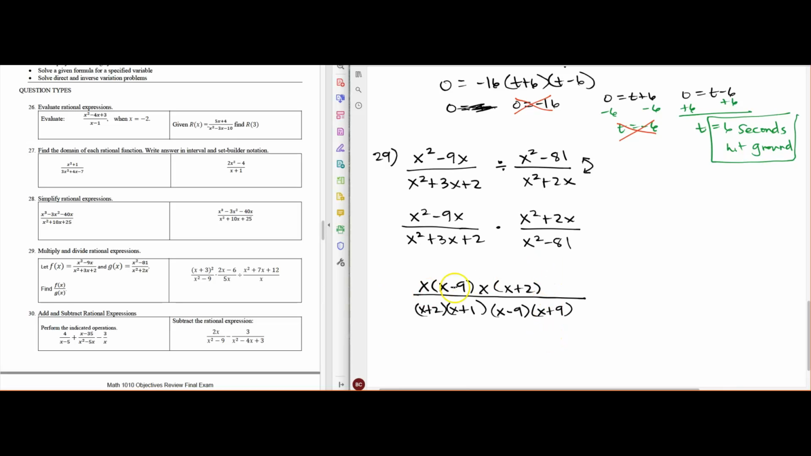Okay. And now I just want to start dividing out anything that I can, right? So I can see that this x minus 9 and this x minus 9 will divide out. The x plus 2 and the x plus 2 will divide out. But there's nothing else that can divide out there. So then I'm left with x times x, which is x squared, and then x plus 1 times x plus 9 on the bottom. And so that would be my answer.